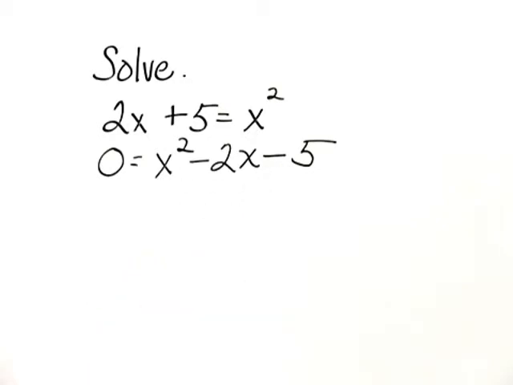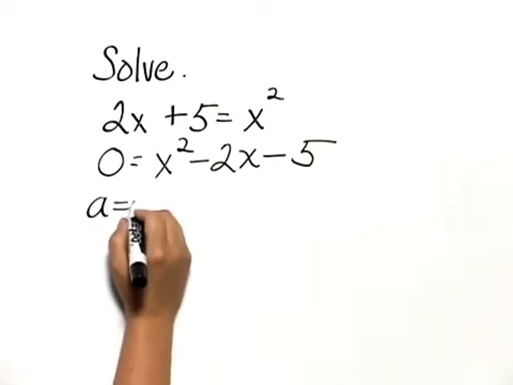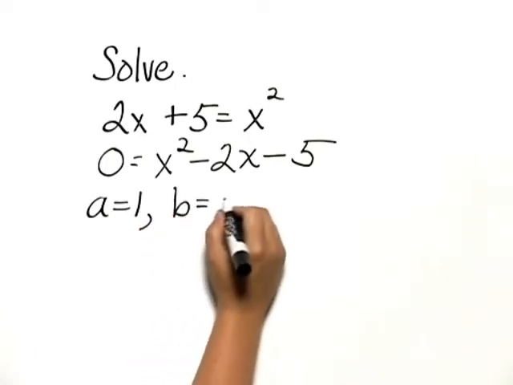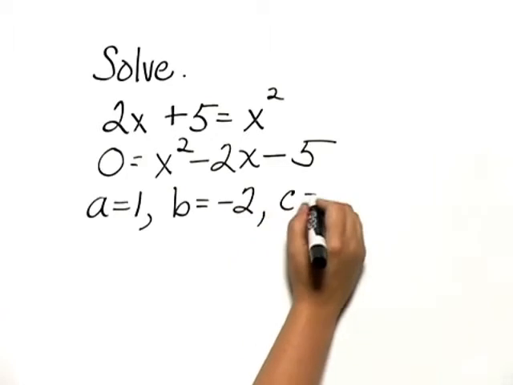This does not factor, so we will use the quadratic formula to solve for x. We have a equals 1. That's the coefficient of the x squared term. B is negative 2. That's the coefficient of the x term. And c is negative 5.